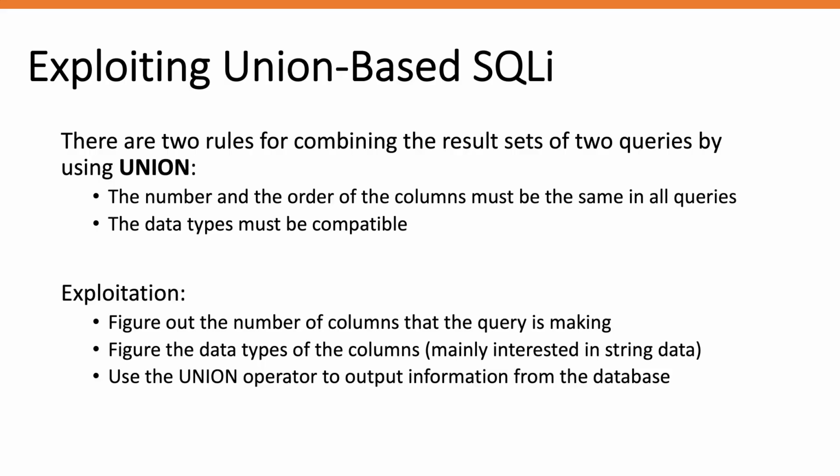And then once you've figured out the number of columns that the query is making and the data types of the columns, you can use the union operator to output information from the database. Sometimes you don't actually get the data type that you want, and so it's a dead end. You can only extract, for example, integers. So it depends on the SQL injection and the context you're working with whether you can actually exploit it to extract information from the backend database.